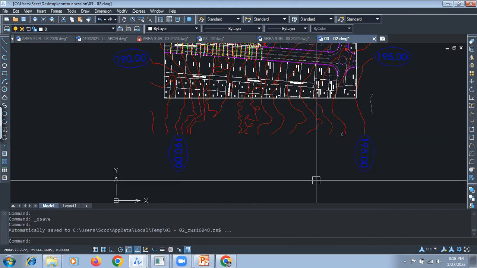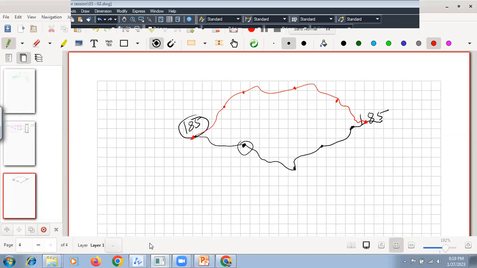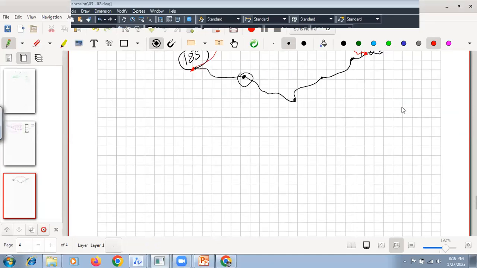Steep slope. Yes, sir. Yeah, but actually, okay, let it be a steep slope, but the number of lines are nearly 10 and the contour interval is only 1 meter. So ideally from 190 to 195 there should be 5 lines, but there are more lines here. So what does it indicate? Any judgment?